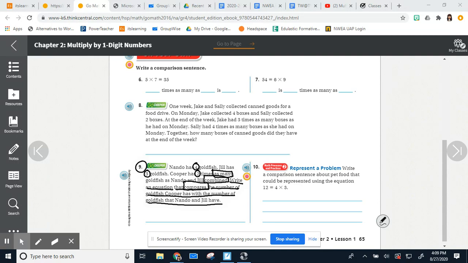Now we kind of have to figure out, okay, what does this mean? I'm going to erase all these markings so that way you can see it better. Well, what it's saying is that our Cooper friend here has 2 times as many goldfish as Nando and Jill combined. So when I see that we're combined, that means how many does Nando and Jill have together? Nando has 4, Jill has 3. So that's your first step. And then they're telling us that Cooper has 2 times as many as that. So that's all I'm going to tell you.